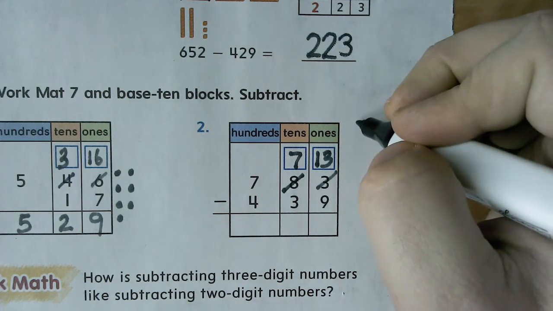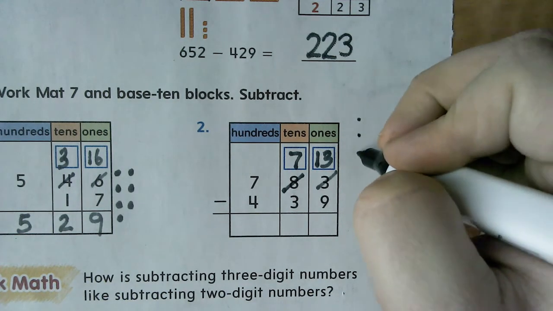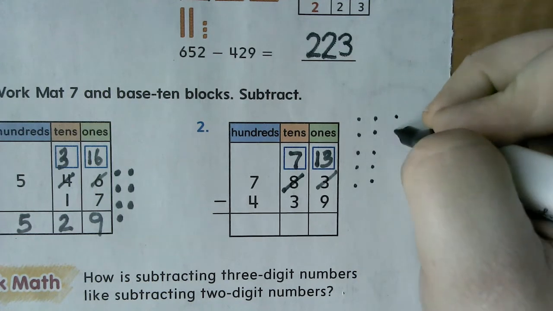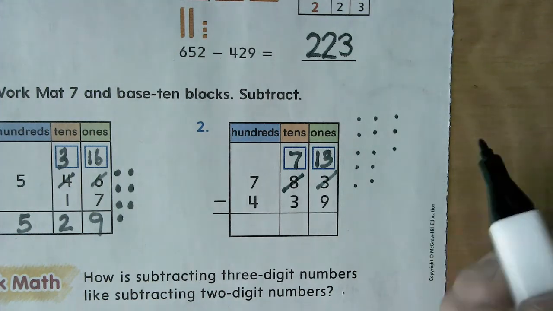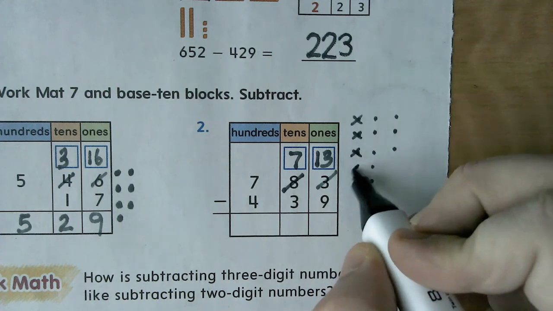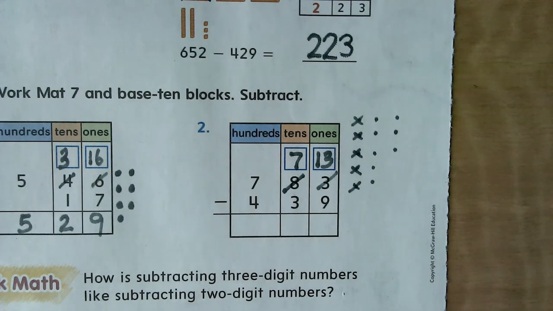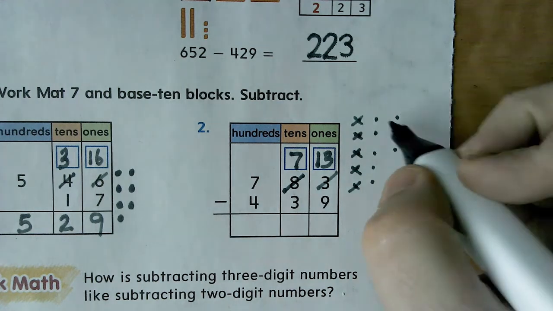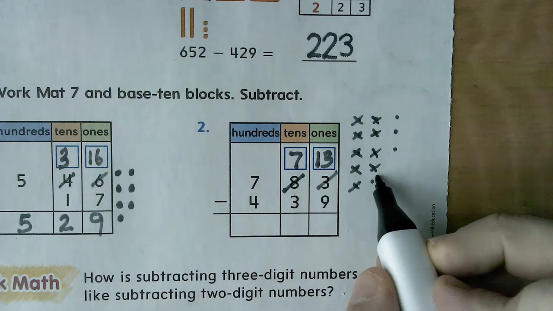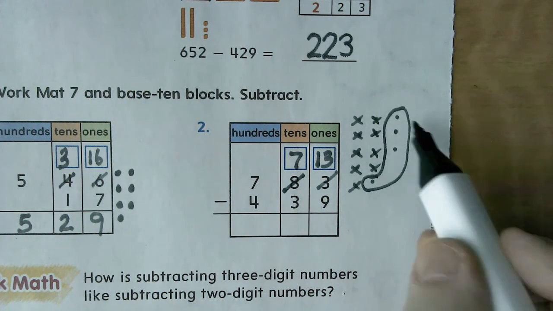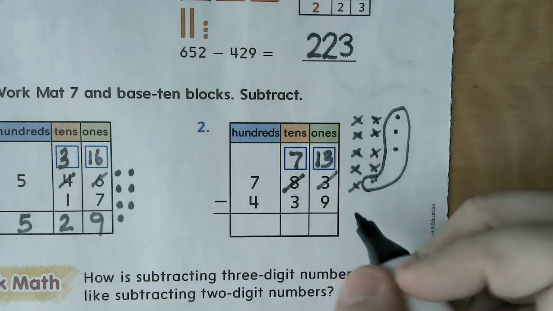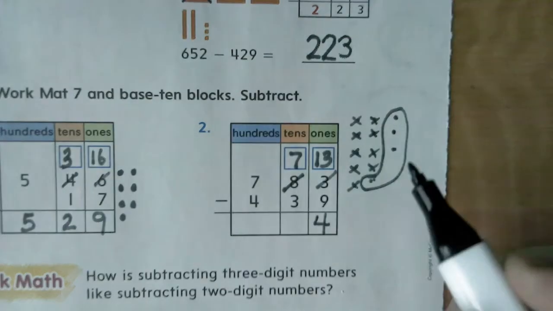Well, 13 minus 9. I'm going to draw my 13. So 1, 2, 3, 4, 5, 6, 7, 8, 9, 10, 11, 12, 13. This is one of the strategies you can use. I'm going to take away 9. 1, 2, 3, 4, 5, 6, 7, 8, 9. How many am I left with here? Well, I've got 1, 2, 3, 4. 13 minus 9 is 4.